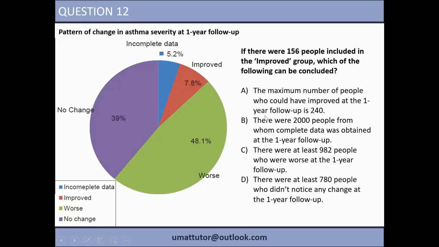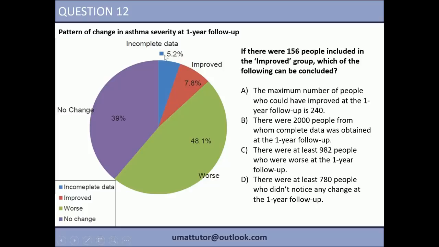Having done that, if we now go through the answers, the maximum number of people who could have improved at the 1 year follow-up is 240. So 240 out of 2,000 is about 12%. Let's have a look at the numbers now and see if that's true. The maximum number of people who could have improved is the improved group plus the incomplete data set. So 7.8% plus 5.2%. If we add those two together, you get 13%. So 13% out of a group of 2,000 people would be 260 people, not 240. So for that reason, A is incorrect.